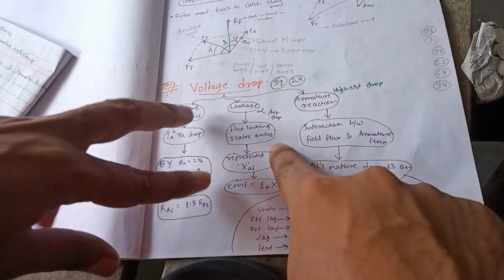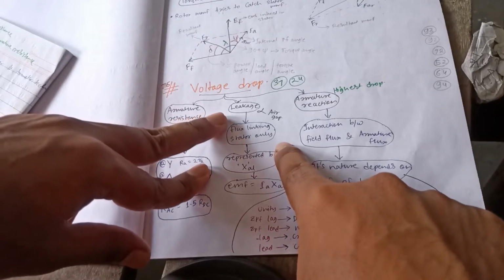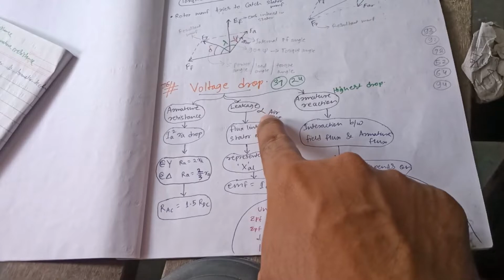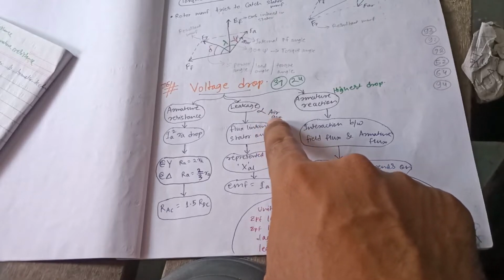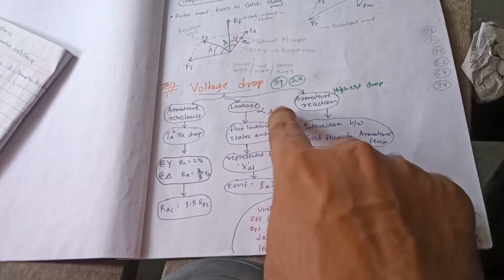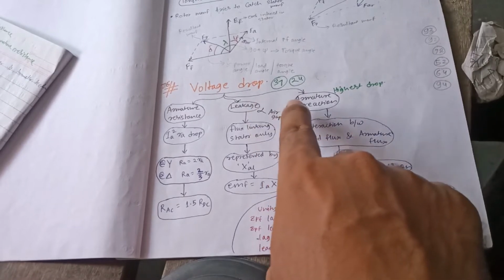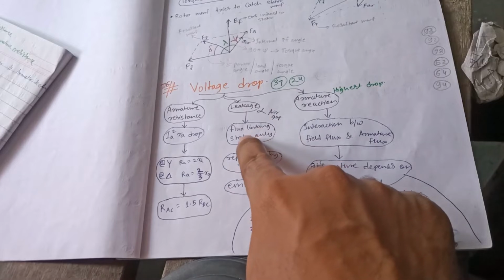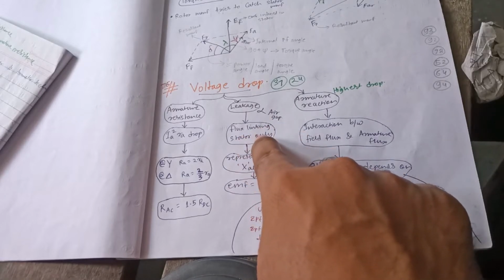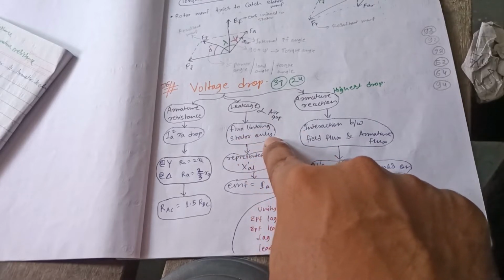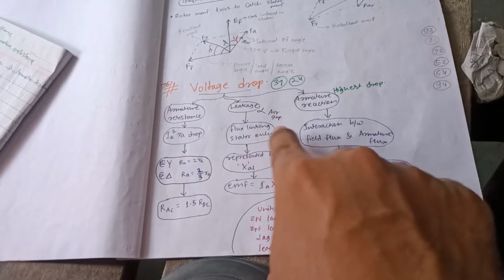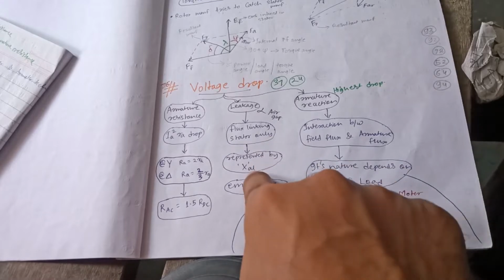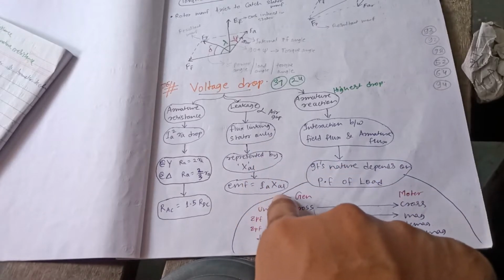When we talk about leakage reactance, it depends upon the air gap. The more the air gap, the more the leakage reactance. If the flux is linking the stator only, then that is called leakage flux, represented by XAL. So EMF equals IA XAL.